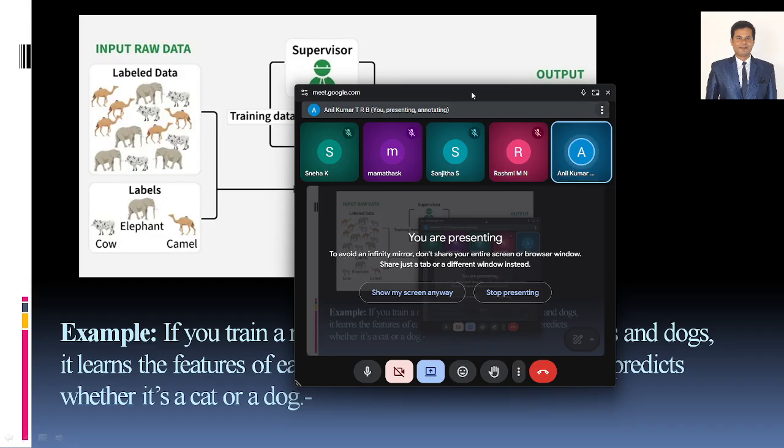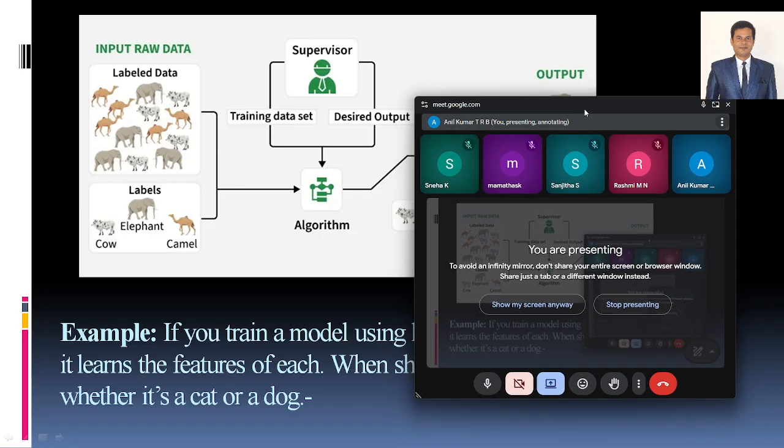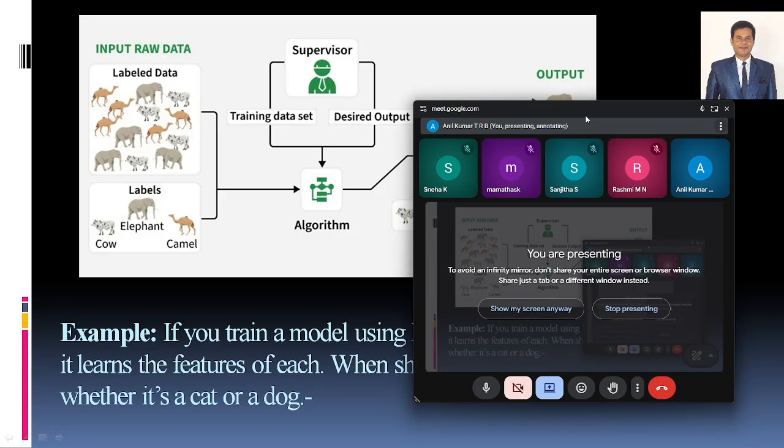Mamta, do you have any queries? No, sir. Sneha? No, sir. Okay, shall we wind up the class, if you don't have any queries?